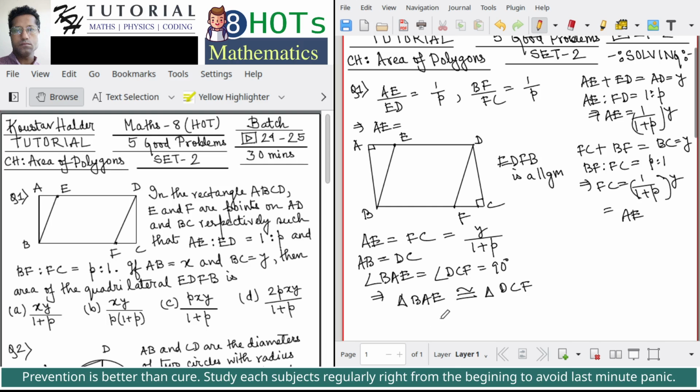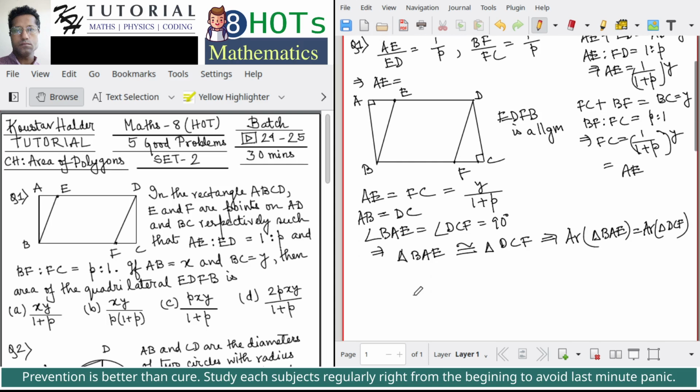Okay, so we have this. Now if two triangles are congruent, I can clearly say that the area of triangle BAE should be equal to the area of triangle DCF. The areas of two congruent triangles are always equal. Okay, now what is the area of triangle BAE?